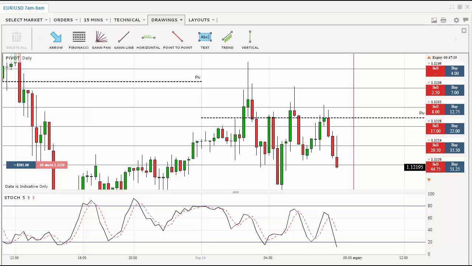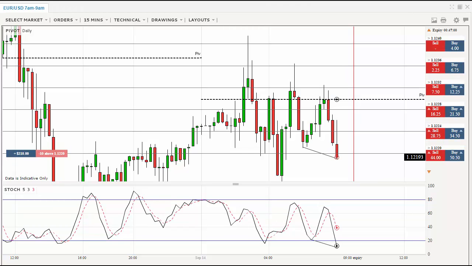Now, if you remember, I was thinking about exiting the euro, but you can see now that we're making lower lows in price. We're also on the stochastics making lower lows as well. So in this case, I'm going to actually stay with the trade. That's just the difference between a few minutes ago and right now, when price and stochastics is doing exactly what it should be doing.